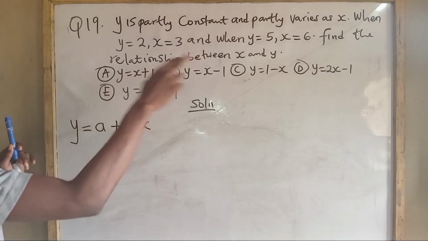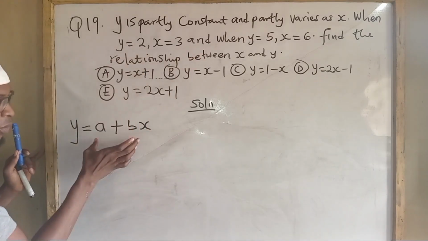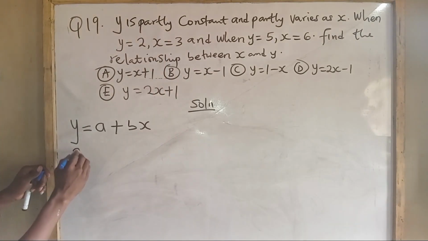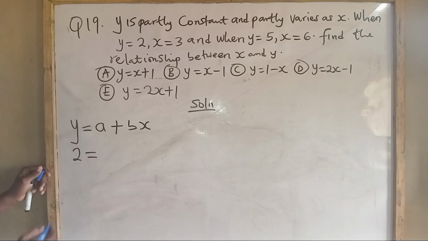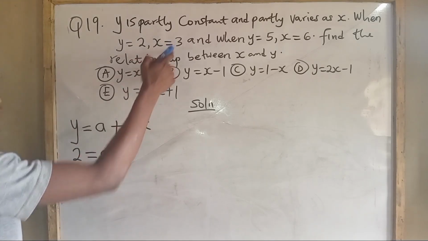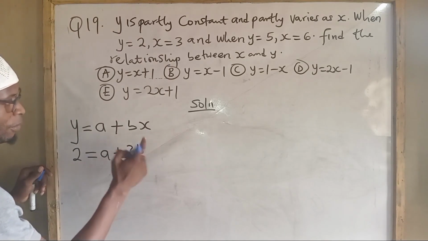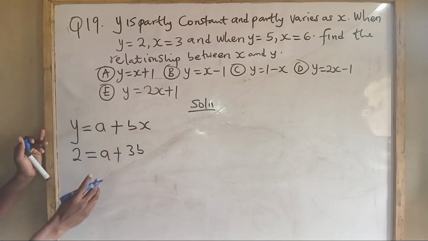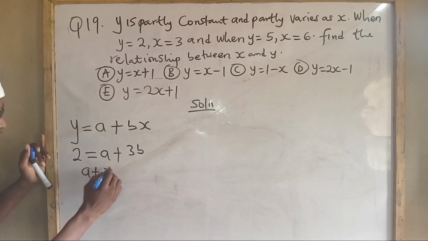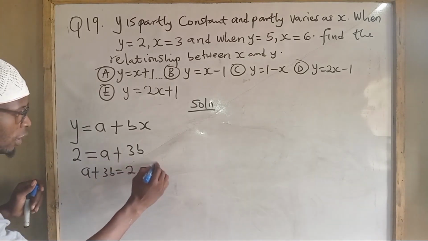Okay, based on the parameters, when y is equal to 2, this is our relationship. So let's replace: 2 is equal to a plus b times x, and x is 3. That will be 3b, because I replace the value of x in the b term. So you can see I have an equation here. I can rearrange this by saying a plus 3b is equal to 2. That's equation 1.